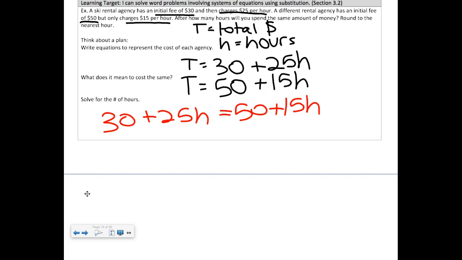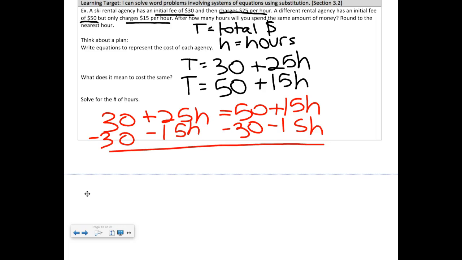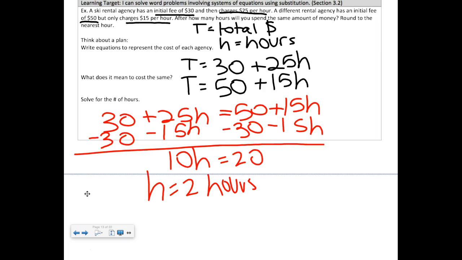Luckily, we reviewed solving last week. So I'm going to get my H's together. I'm going to also move this 30 just because I'm going to be lazy and do this all as one step. 30s are canceling. I'm left with 10H. And this is 10H. And this equals 20. And that's canceling over there. So H is going to equal 2. So that means it's going to take 2 hours before these 2 companies equal the same thing. Does this look and sound familiar?